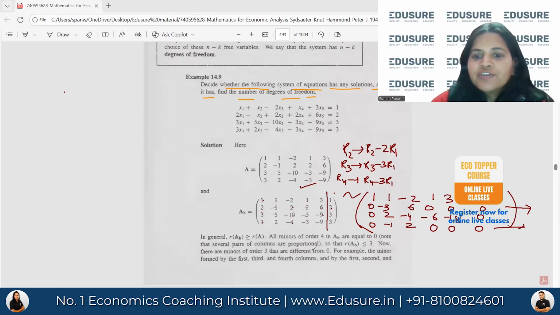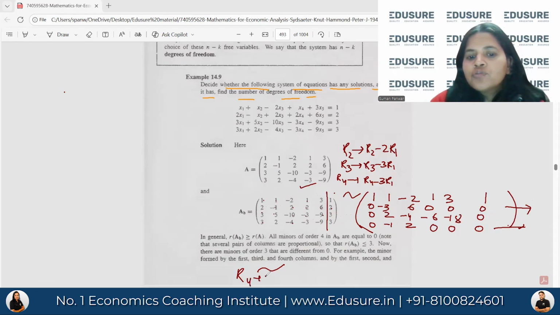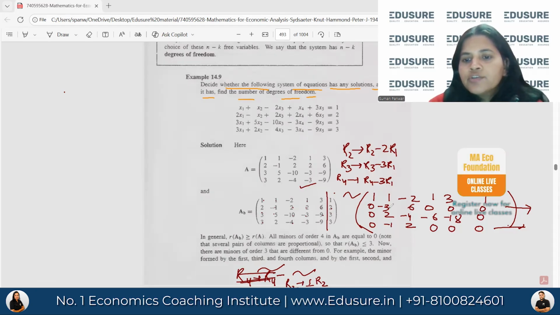So here is the catch. What is the next step you should do? We can first divide R2, so let's do R2 goes to 1 by 3 R2. Then R4 goes to R4 minus R2.